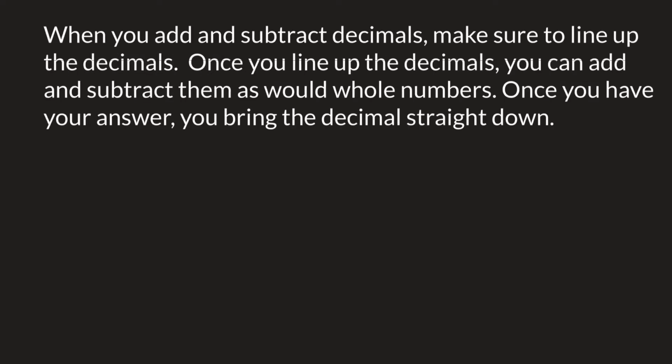So when you're adding and subtracting decimals, you want to make sure you line up the decimals. You must line up the decimals. And then once you line up the decimals, you can add and subtract as you would regular whole numbers without a decimal. And then after you line them up, you have your answer. You bring the decimal straight down. You want to make sure you still have the correct amount of places after the decimal.